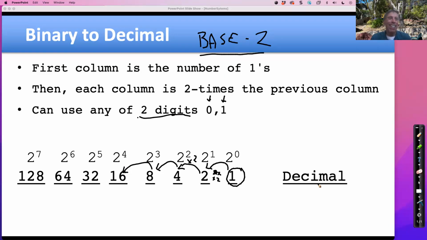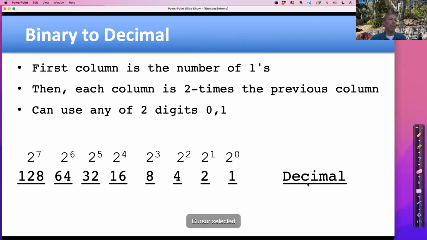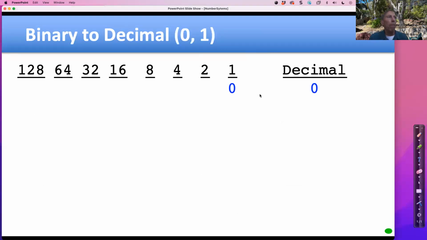Let's work with this a little, and it will make sense. How do we convert binary to decimal? Here are my columns: 1, 2, 4, 8, 16, and I go all the way to 128, keep on doubling all the way to infinity and beyond. The only digit I can use in any of these columns is a 0 or 1, and that's telling me how much I have of this.